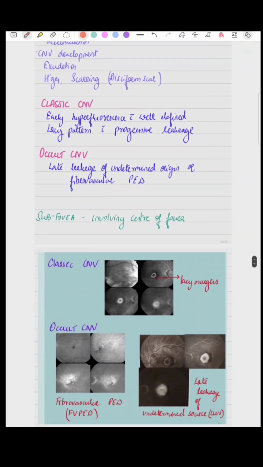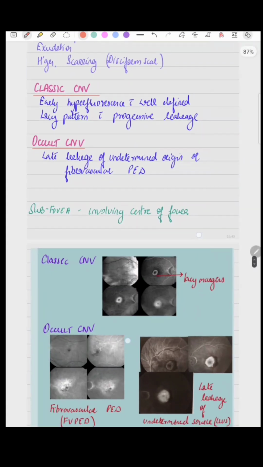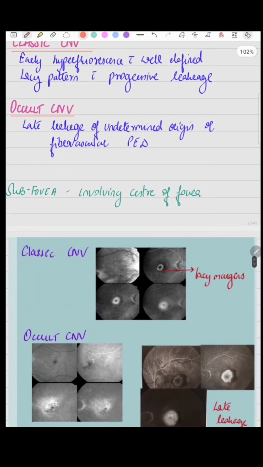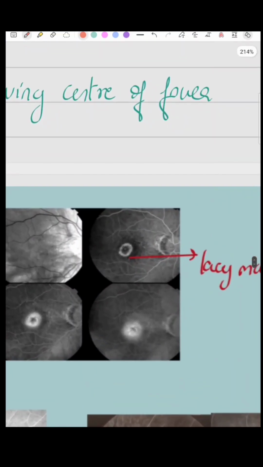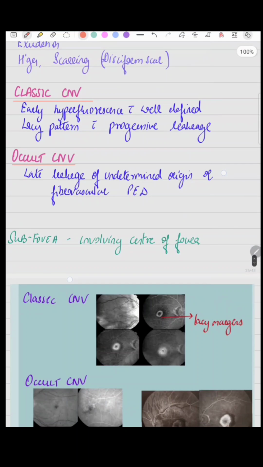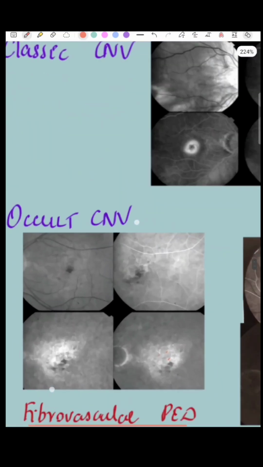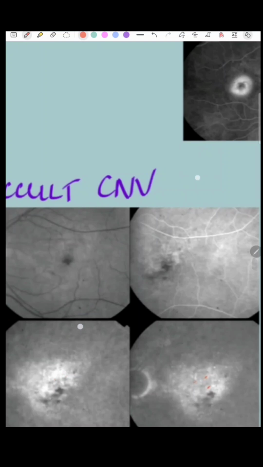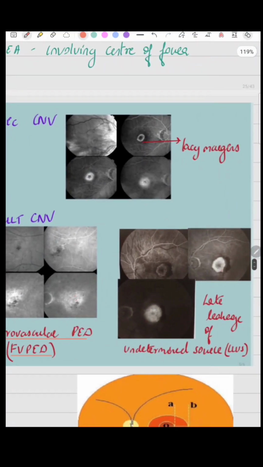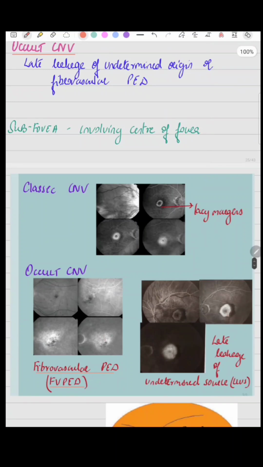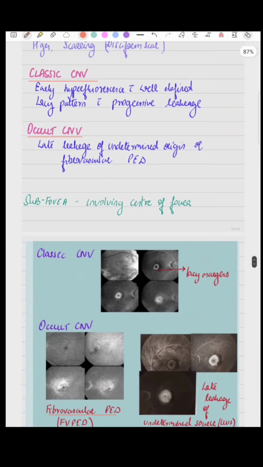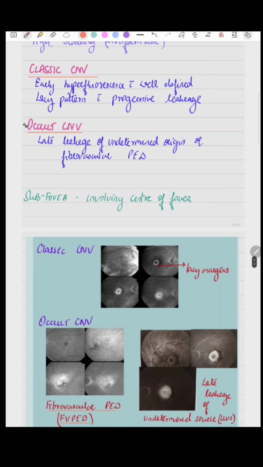Based on FFA, there is classic CNV and occult CNV. Classic CNV is early hyperfluorescence with well-defined lacy patterns with progressive leakage. These are the lacy patterns. Now, occult is late leakage, either from a fibrovascular pigment epithelial detachment, or late leakage of undetermined source. That is the occult CNV. That is one classification, classic CNV or occult CNV, based on FFA.